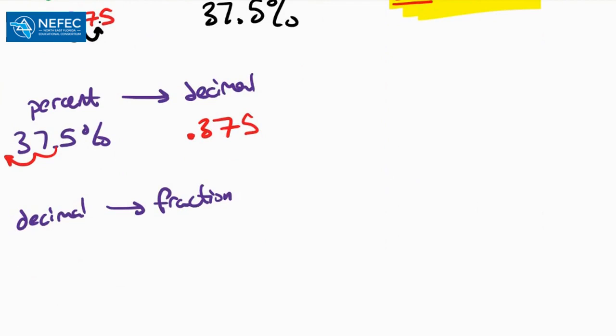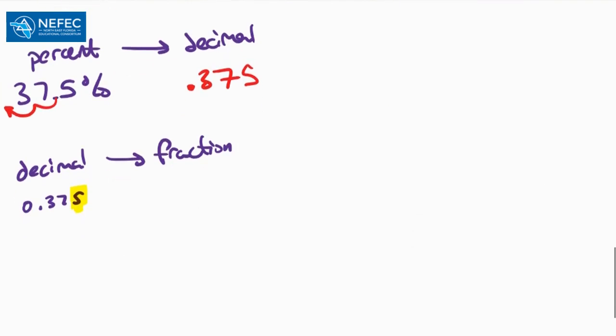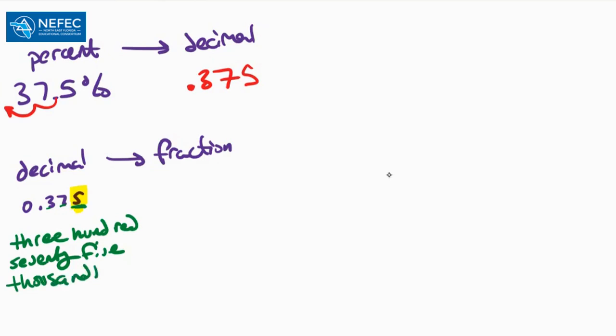So if I have 0.375, I want to think about the place value that my last number is in, right? And how we would actually say this number. The accurate way wouldn't be 0.375, it would be 375. And then we look at that last place value. It's in the tenths, hundredths, thousandths, 375 thousandths. And this here, thousandths, is the clue that I need for how I write this as a fraction.